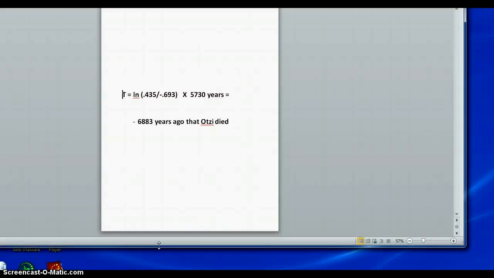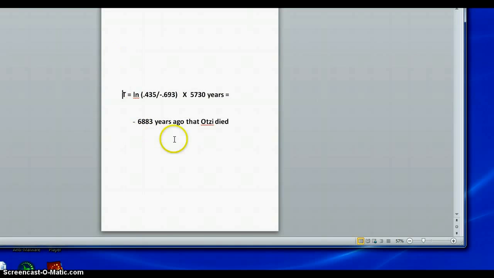So if we use the same equation and we substitute in 0.435 for the proportion of carbon-14 left in Otzi and multiply the data out, we find out that 6,883 years ago it was that Otzi died. And by the way, the technique is accurate to within about 10 years, because one of you asked that question earlier. Interesting, don't you think?